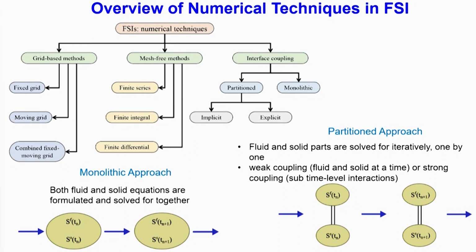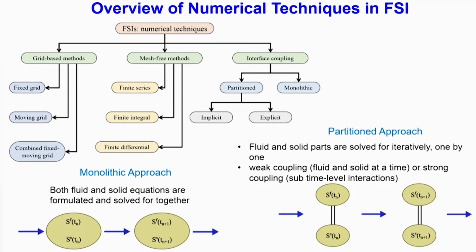And there are methods where you do not care much about the grid or mesh, you just focus your attention on what coupling is taking place at the interface and then solve the internal domain by some method or the other. So, that is known as interface coupling. Now, in interface coupling you have two broad categories, one is partitioned and another is monolithic. Monolithic approach means both fluid and solid equations are formulated and solved together, and that is why it is very important to know their conceptual similarity.